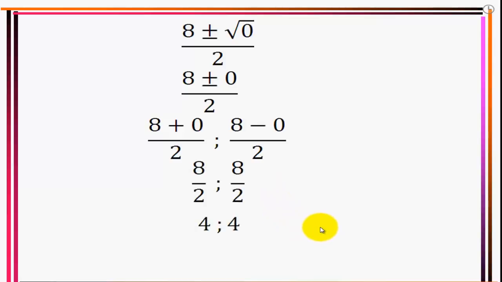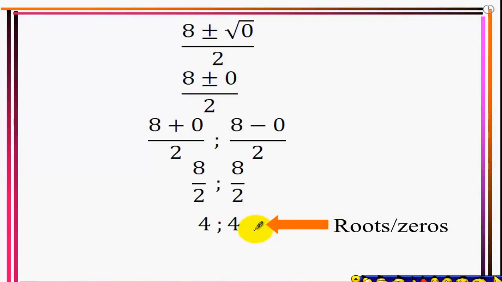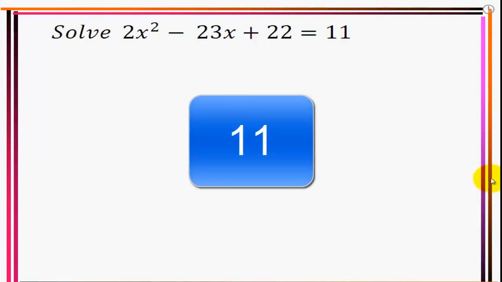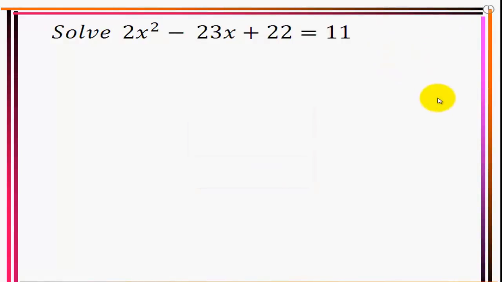So in this case, our zeros or solution is equal to 4. If you have the same value of your roots, we are going to say that 4 is a double root. All right, third question: 2x squared minus 23x plus 22 equals 10. I need you to pause the video and solve for the roots or zeros of this quadratic equation.